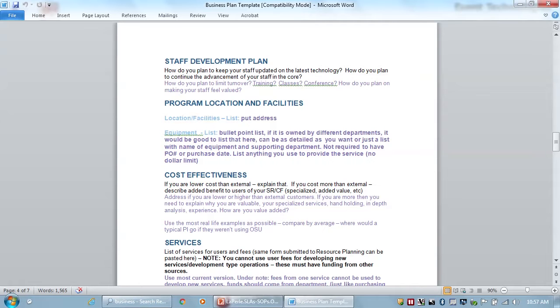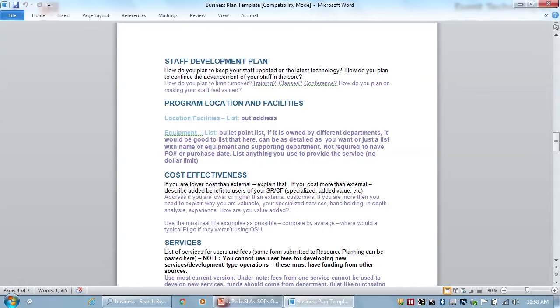So your program, location, and facilities. This should be a pretty simple part of it. If you just put your address of where you're located and any equipment. List all the equipment that you have in your core. It can be a bullet pointed list. If it's owned by other departments, you'll want to make sure that that's called out. If it was purchased by a federal funding source, you'll want to make sure that's called out.